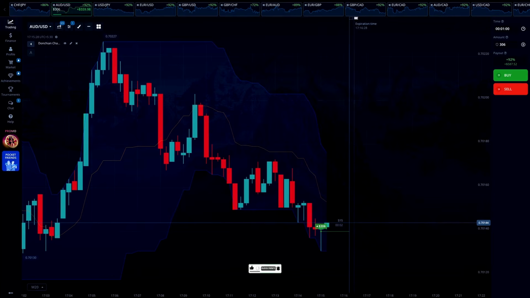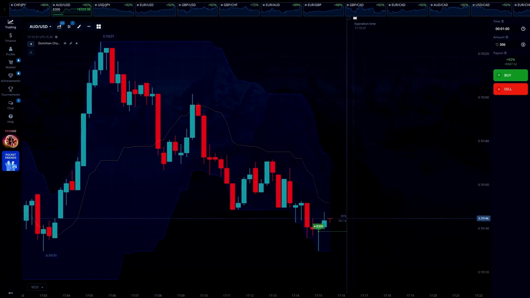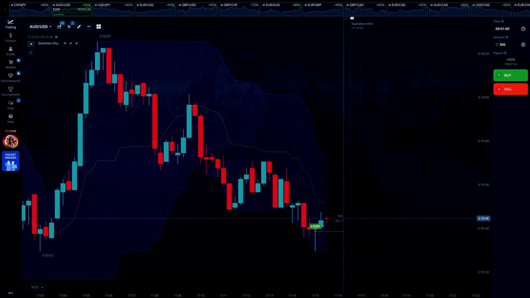Now let's begin with the chart setup. First, open your trading platform and switch the chart to 15-second candles, because this strategy focuses on fast market reactions. Set the expiry time to 1 minute. Next, add the Donchian Channel indicator and set the period to 20. Once applied, you will see two lines on the chart. The upper line acts as dynamic resistance, and the lower line acts as dynamic support.